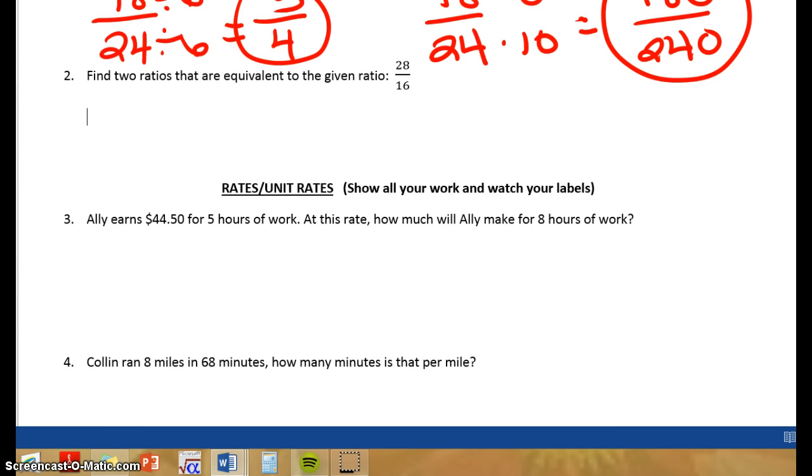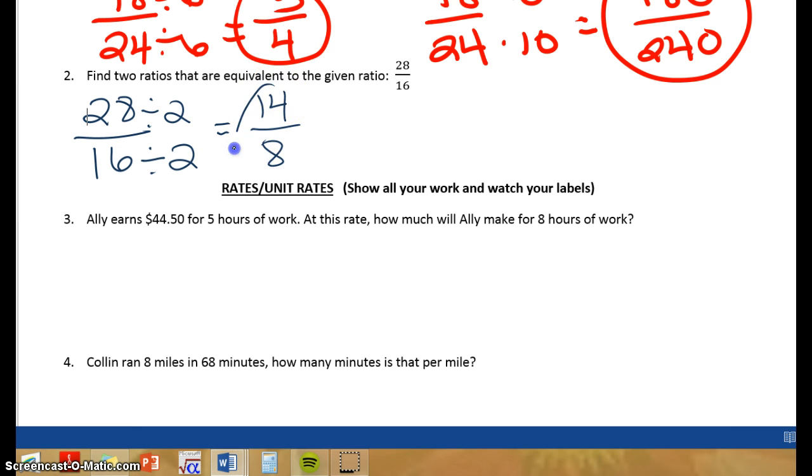Our second question asks the same thing, except our given ratio is 28/16. I'm going to change my color. 28 over 16. Now I'm going to first divide both, numerator and denominator, by 2. I noticed that since both numbers are even, I get 14/8, so that is one equivalent ratio.